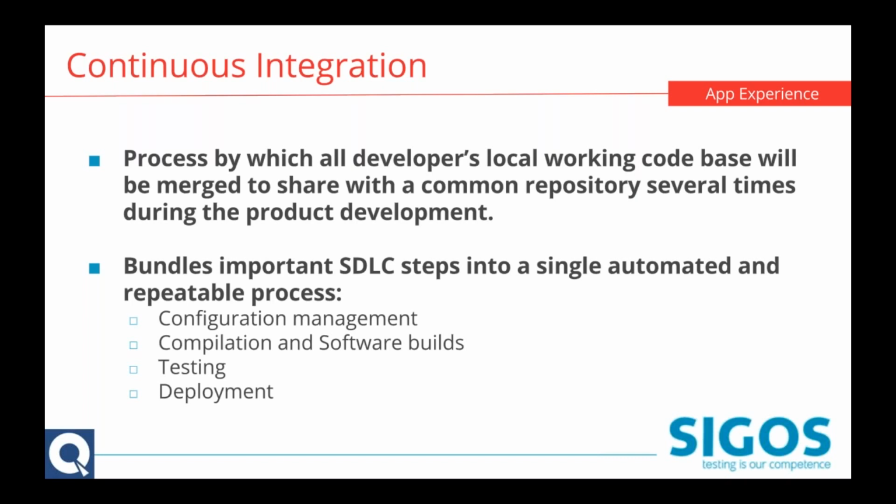When they start merging code, some steps can kick off, and we have a repeatable single automated process that encompasses these parts of the software development lifecycle. We're going to be mainly focused on the testing aspect of this, testing and deploying your application to SIGOS App Experience, but there'll be a little bit of configuration management when it comes to setting up the server and setting up this continuous integration configuration.